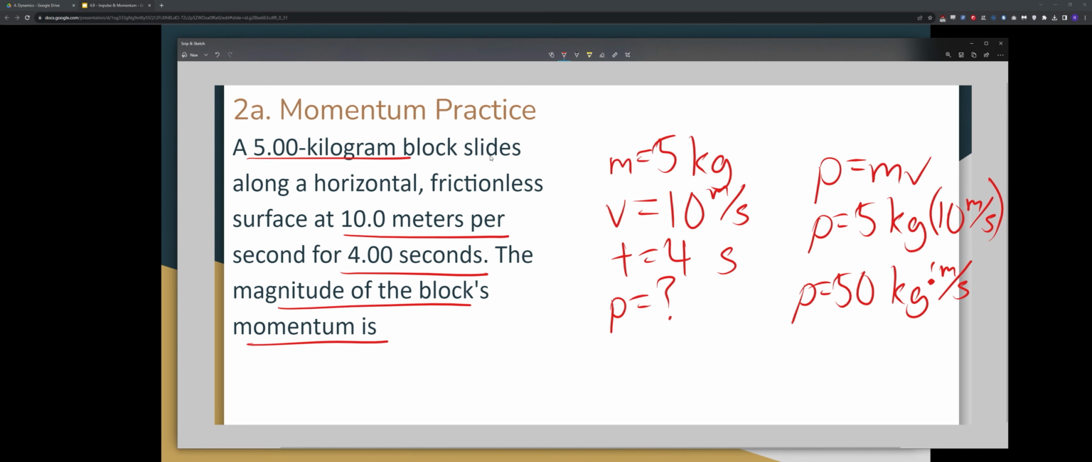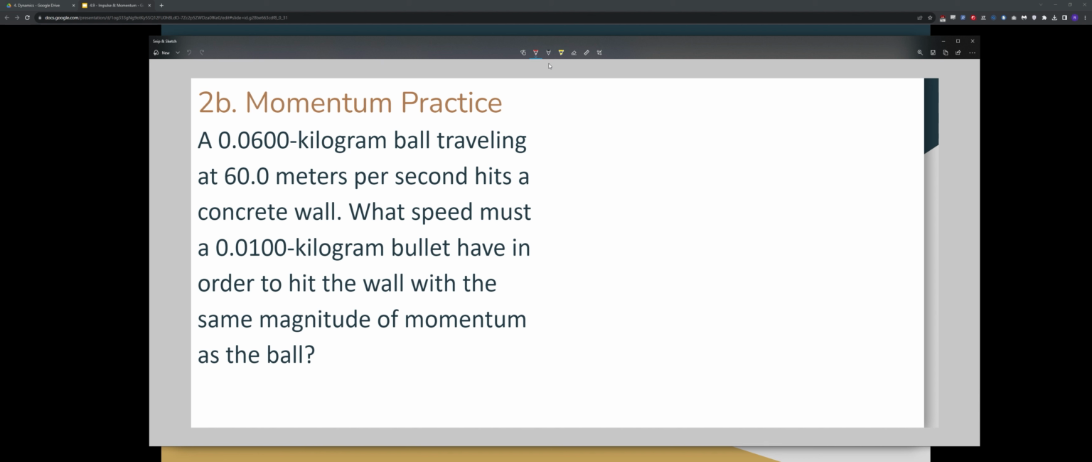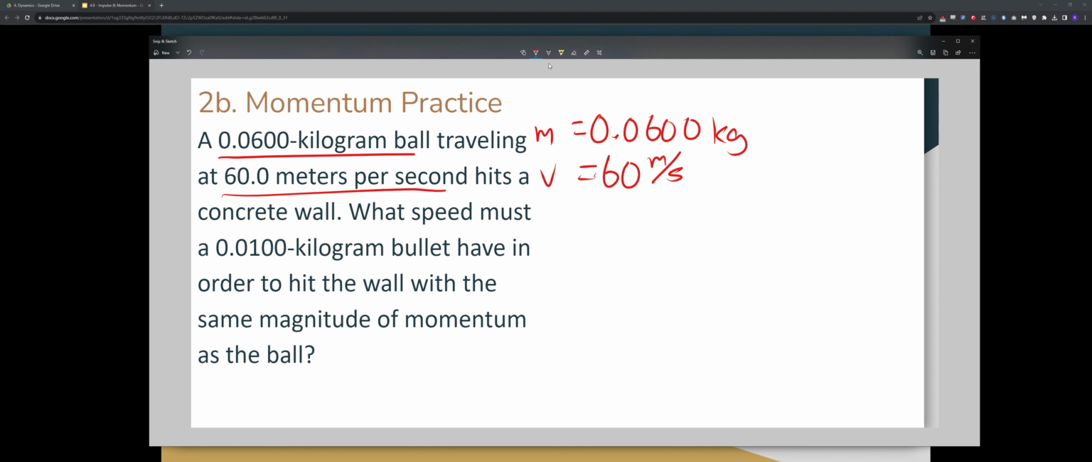Now we're going to go into the second practice problem. This problem is a little bit more difficult. Again, pause the video if you want to attempt the question yourself first. So you're given a 0.06 kilogram ball, so you can say the mass is 0.0600 kg, and it's traveling at 60 meters per second. And what speed must a 0.0100 kilogram bullet have in order to hit the wall with the same magnitude of momentum as the ball?